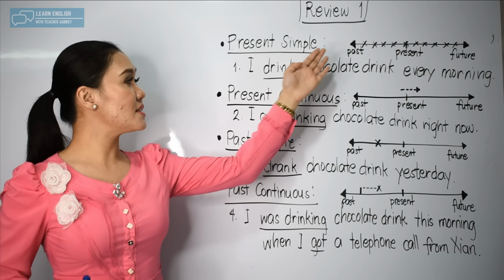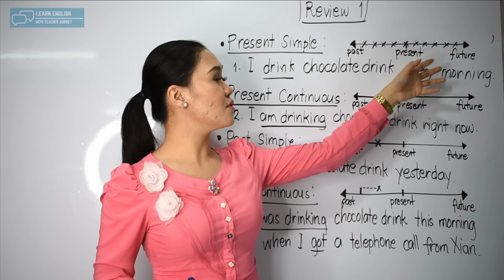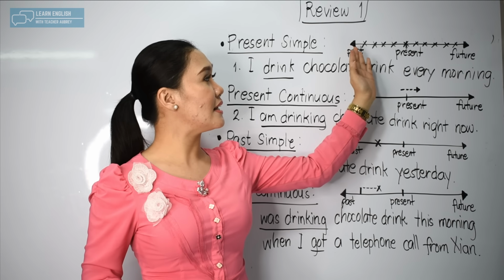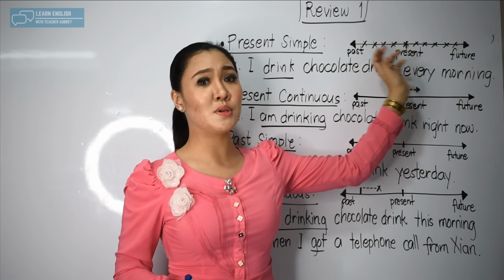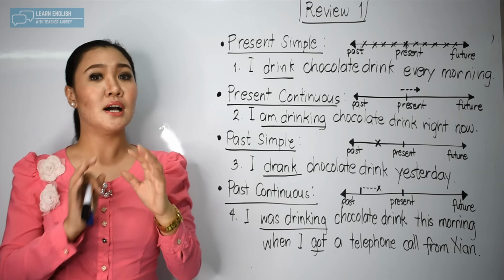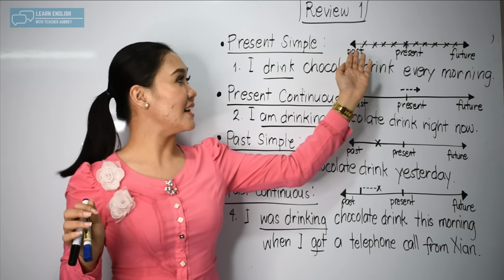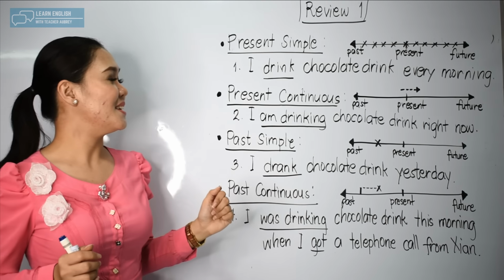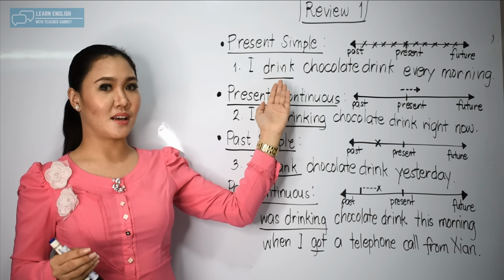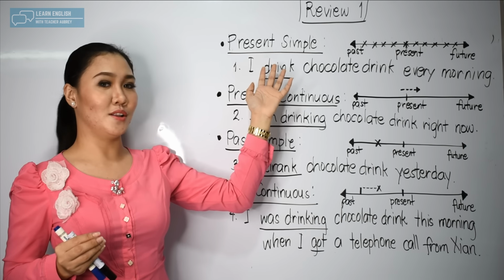So if we will look at the timeline, for the past, present, and future timeline, mapapansin natin na lahat ay occupied. Ibig sabihin, kapag sinabi natin present simple, lagi siyang ginagawa. Kaya lahat ng yan ay occupied sa ating timeline. That's why we have drink. Ginamitan natin ang present simple.